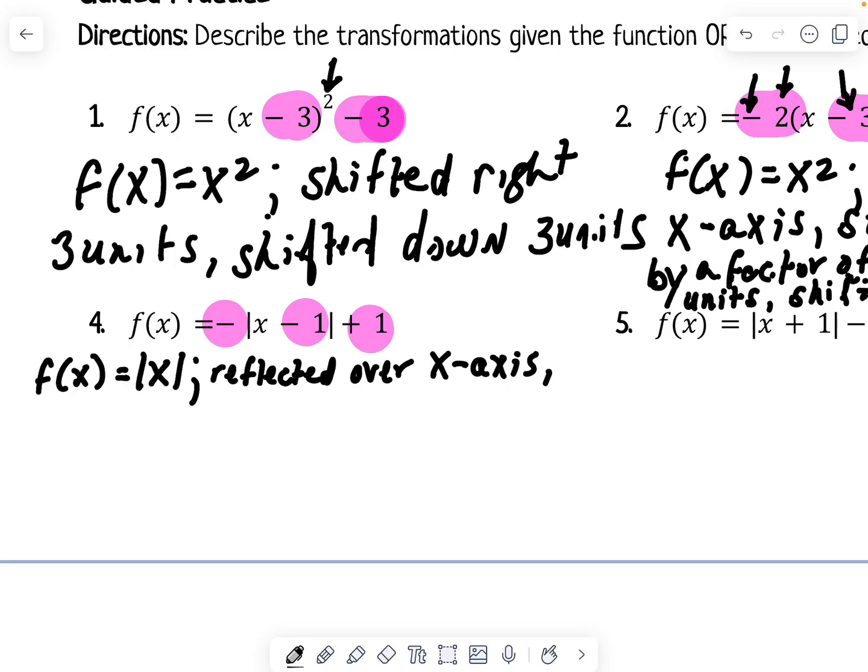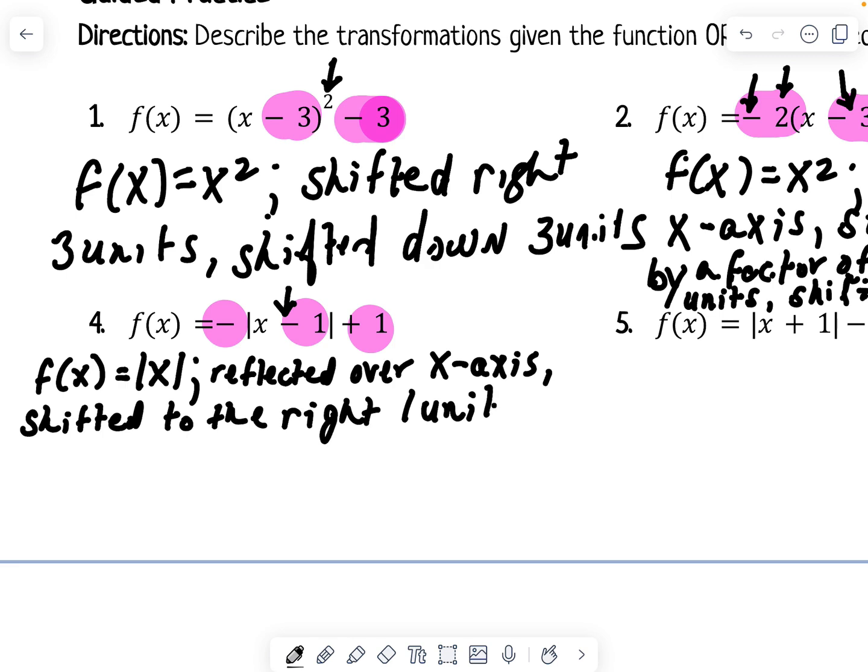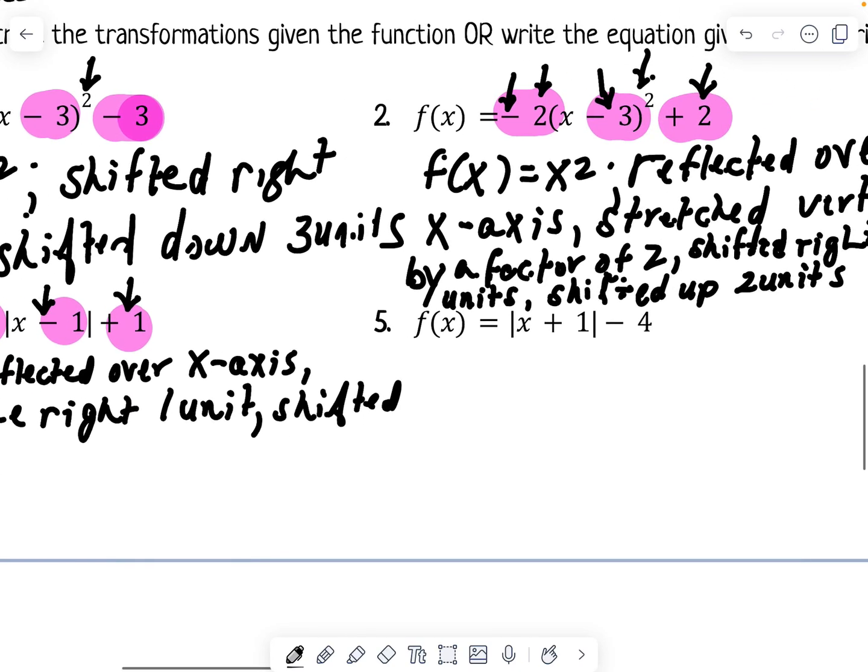Okay, great. Then I know that here, my H, it's a -1, which I have to think of as +1. So I know it's shifted to the right 1 unit. Okay. And lastly, I have my K here. So I know it's shifted up 1 unit. Just like that. All right, great. Let's do the next one.